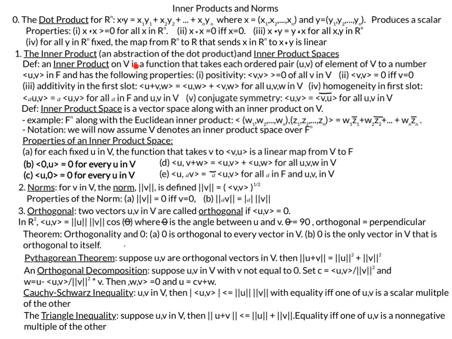So we define an inner product on a vector space V as a function that takes each ordered pair u, v of vectors of the vector space to a number in the scalar field. And we denote that number with the brackets. This is the inner product of u, v. To be an inner product, a function must have the following properties. First, positivity. Second, the inner product of a vector with itself is equal to 0 if and only if v is equal to 0. Third, additivity in the first slot. Fourth, homogeneity in the first slot. And finally, conjugate symmetry.